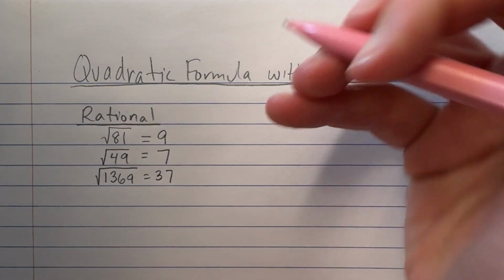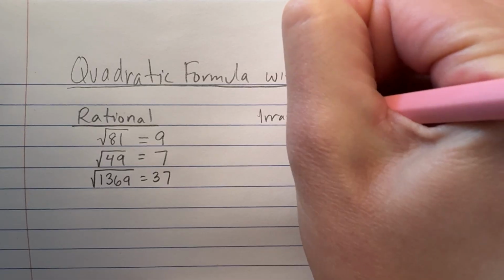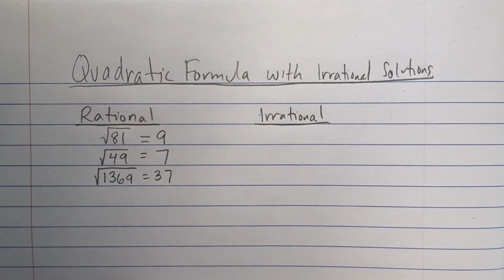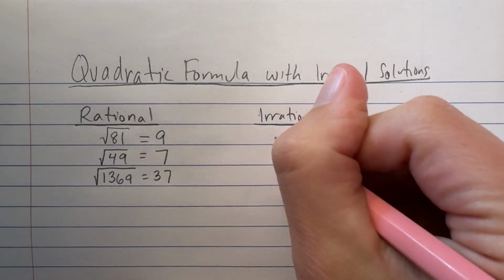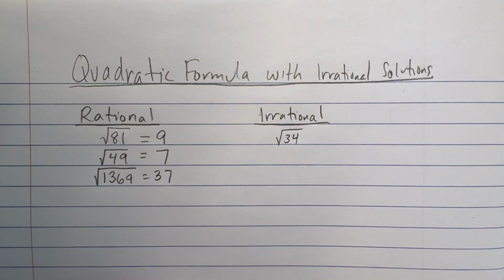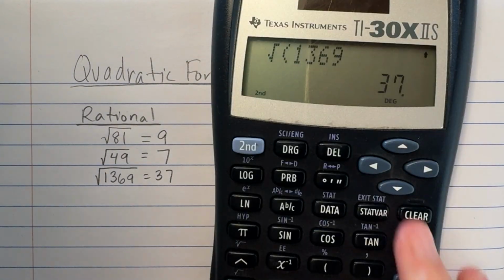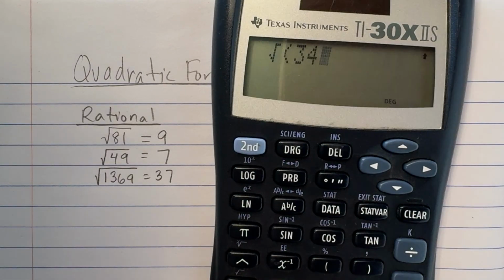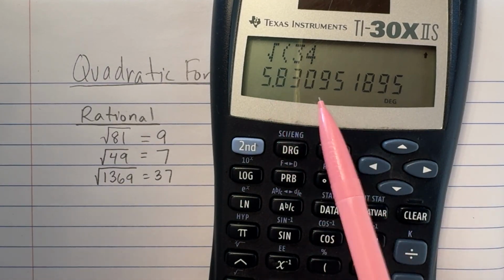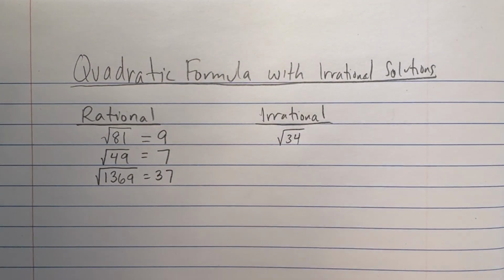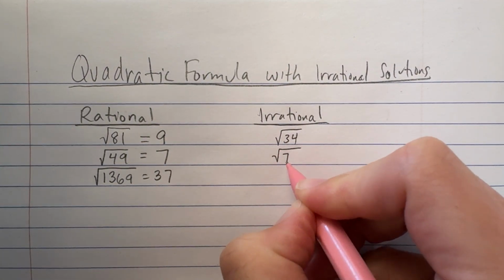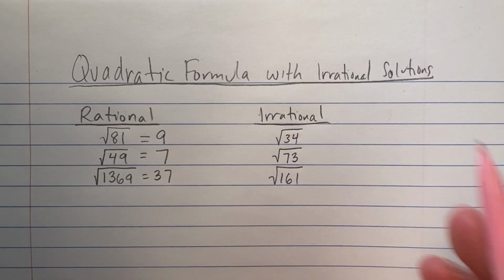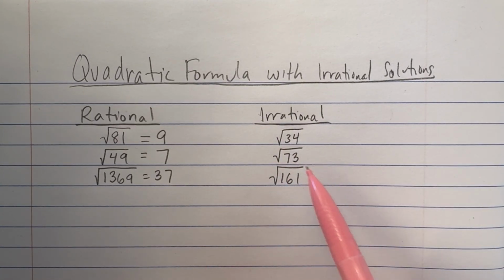Okay, now, remember there are numbers that we cannot take a clean square root of. These are called irrational. For example, the square root of 34. This is an irrational number. If I take the square root of 34, I get this horrible decimal. It's never ending. It doesn't repeat. This is irrational. The square root of 73 is irrational. The square root of 161. These are numbers that do not have a clean square root.